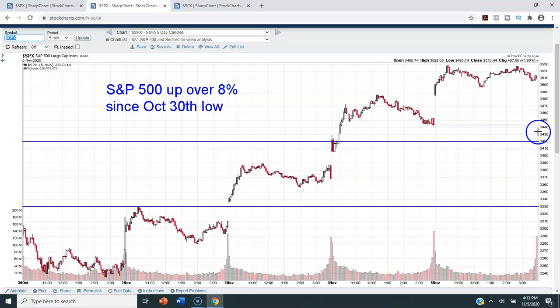But if we do break below 3420, then the next area of support, we will go back down to this 3330 area, would be the most likely scenario.